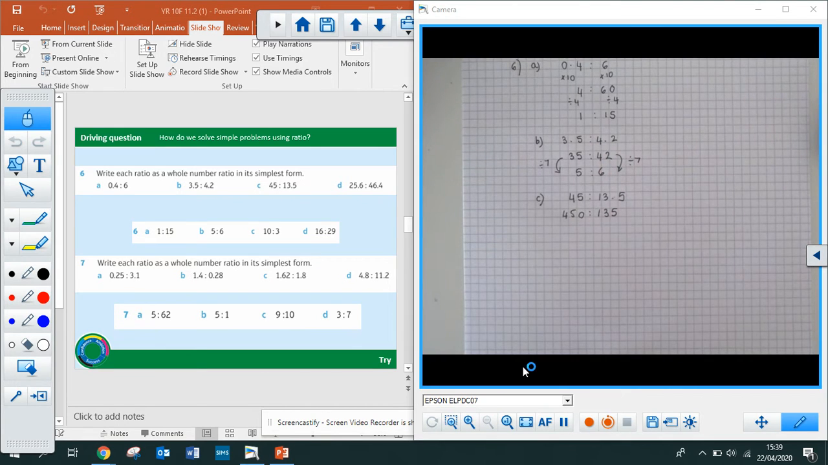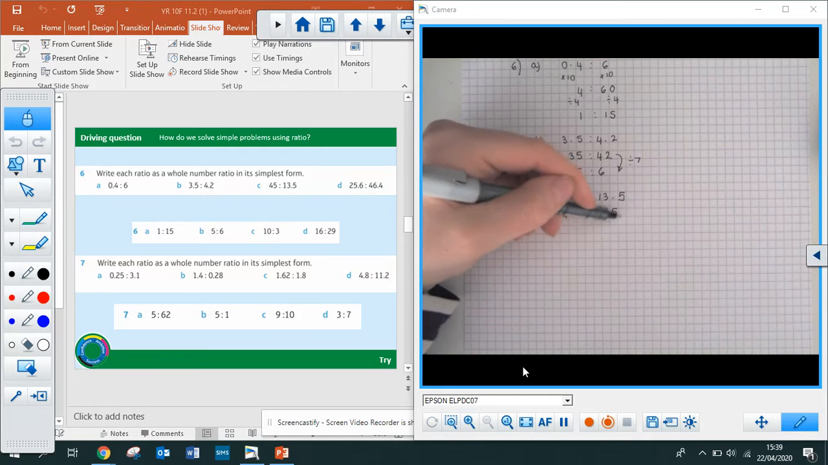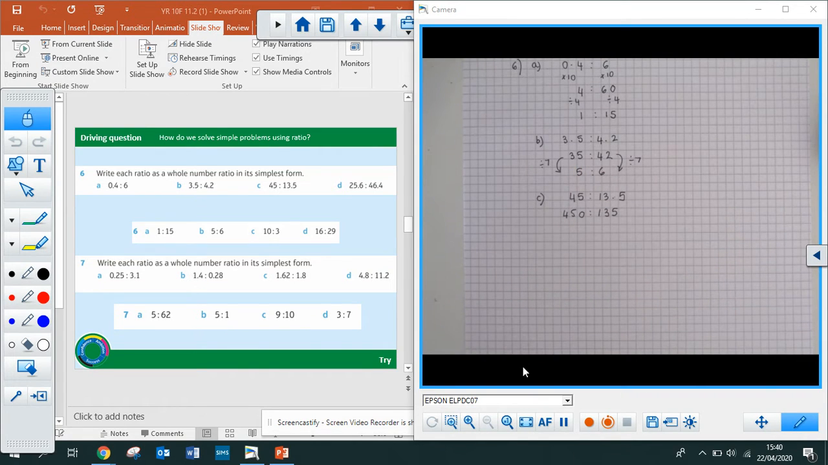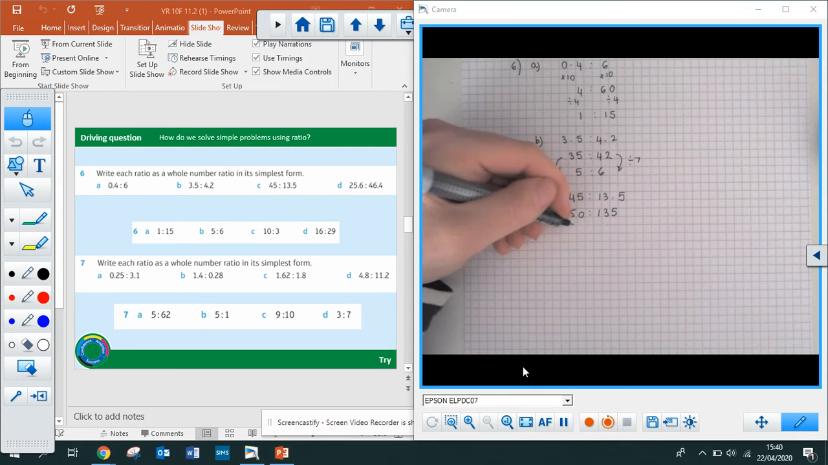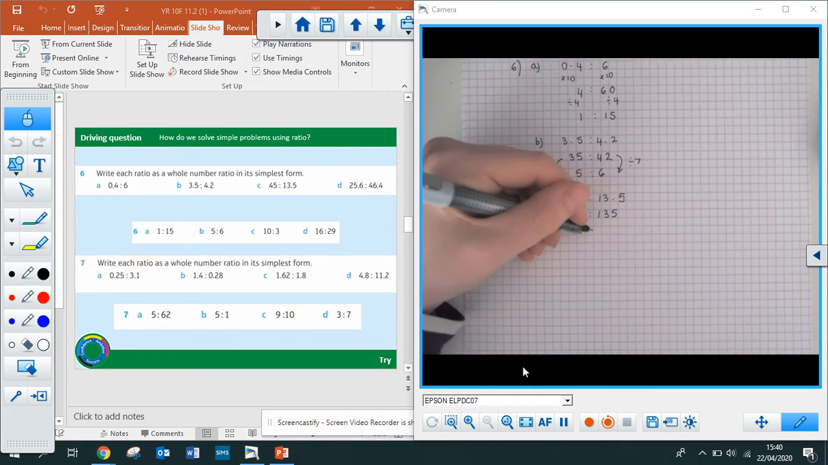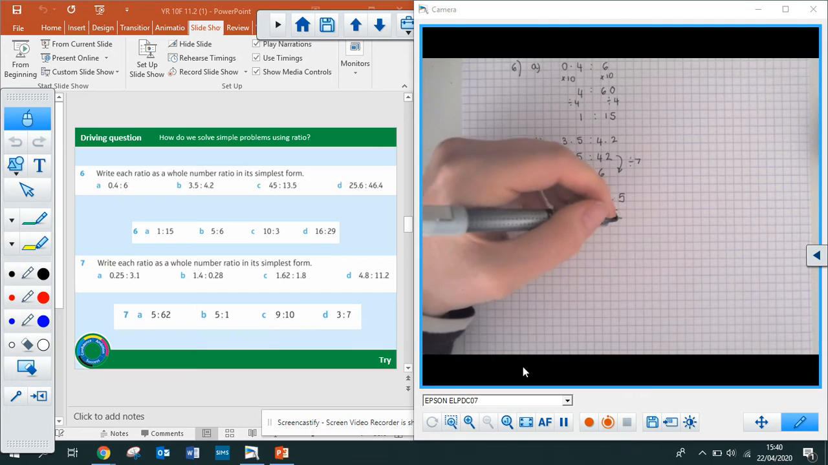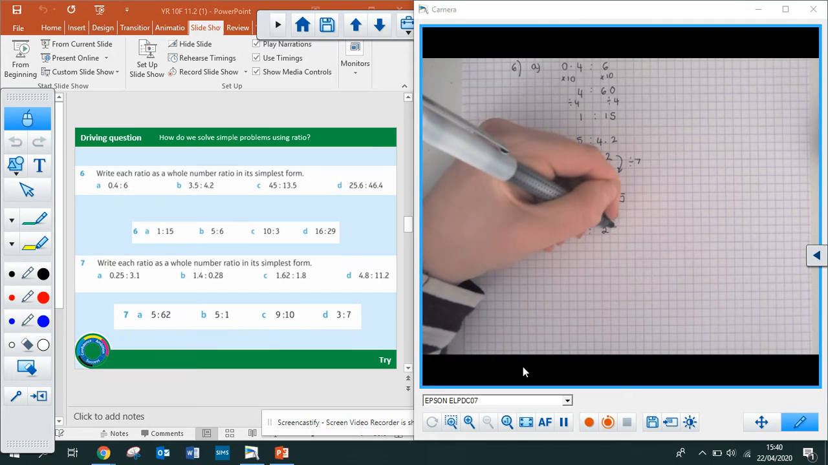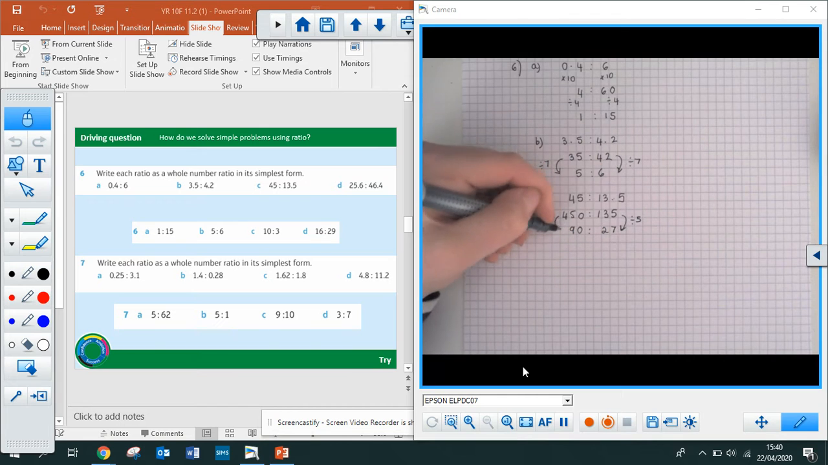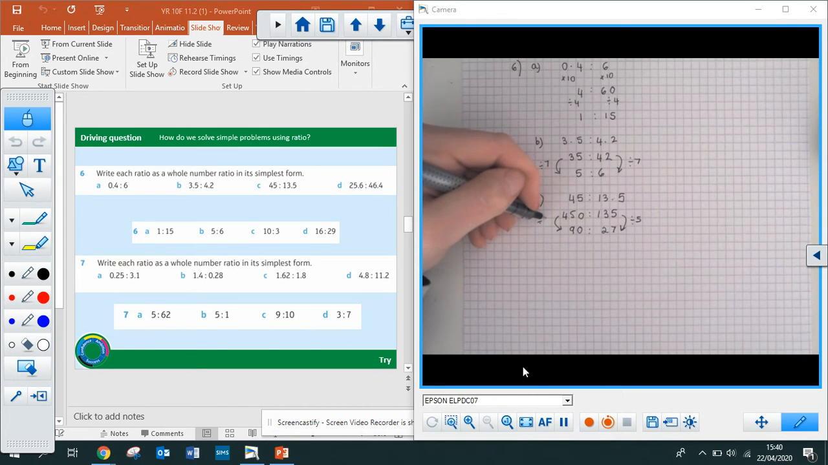Okay? If you're not going to find the highest common factor, you should start then at least dividing by 5, because you know this one ends in 0, this one ends in 5, so they're both divisible by 5. So if I start by dividing by 5, 90, 5's going to 450, and 27 5's going to 135. So at this point I've divided by 5, but it's still not in its simplest form.